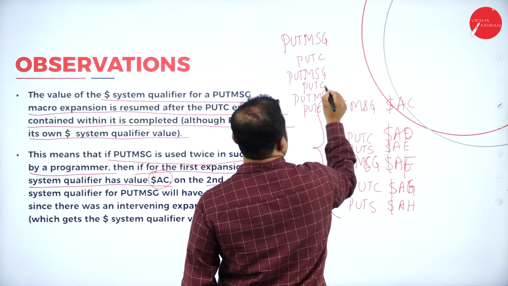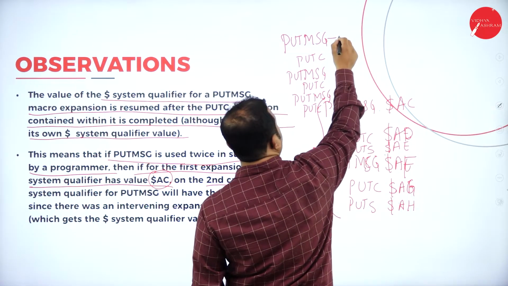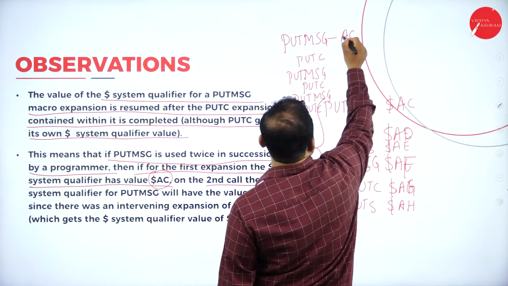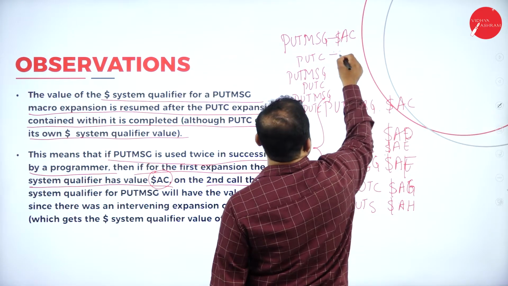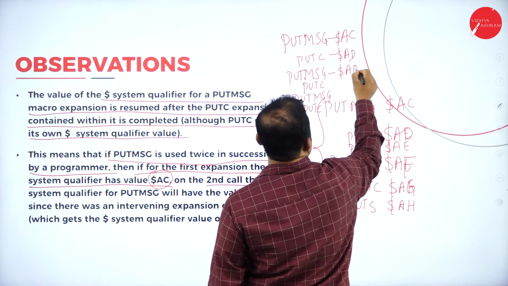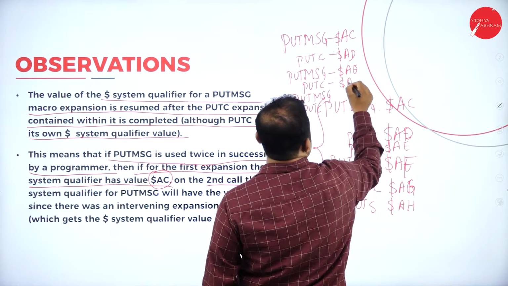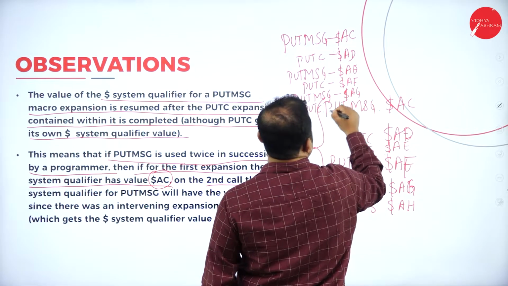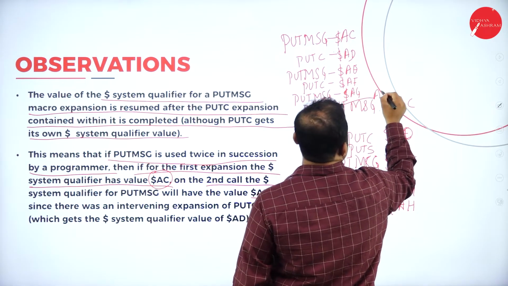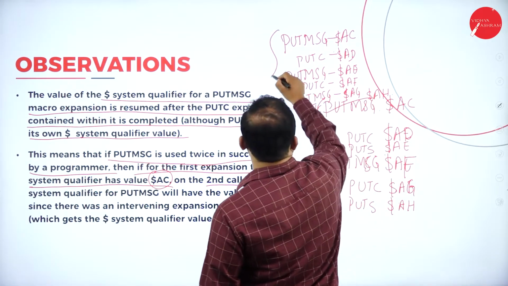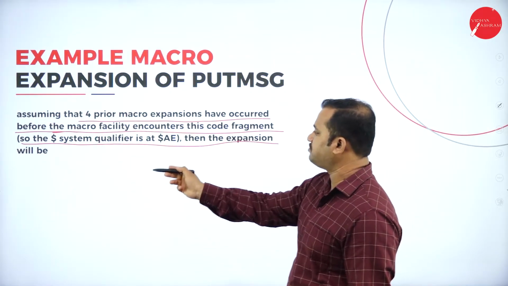So each one of these must be identified with some unique characters. So let me call this $AC. This becomes $AD. This becomes $AE. This becomes $AF, this becomes $AG, this becomes $AH. So this is how it is going to be invoked. The same thing is explained here.